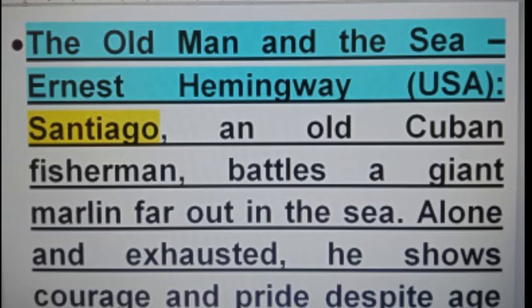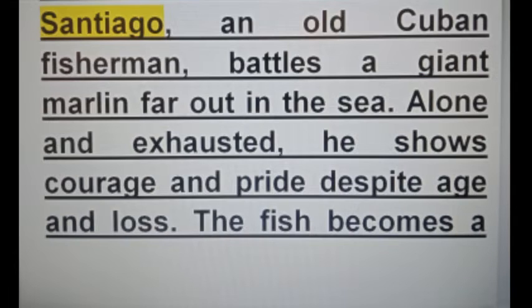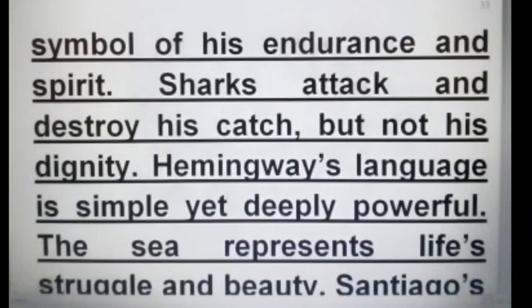The next work is from America, that is Ernest Hemingway's work, The Old Man and the Sea. Santiago, an old Cuban fisherman, battles a giant marlin far out in the sea. Alone and exhausted, he shows courage and pride despite age and loss. The fish becomes a symbol of his endurance and spirit.